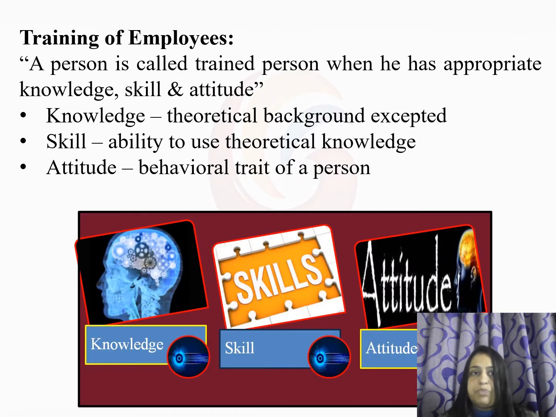Then training of the employees. A person is called a trained person when he has appropriate knowledge, skill, and attitude. Knowledge is the theoretical background expected. Skills are the ability to use theoretical knowledge, and attitude is the behavioral trait of a person. All these factors must be present in an employee.